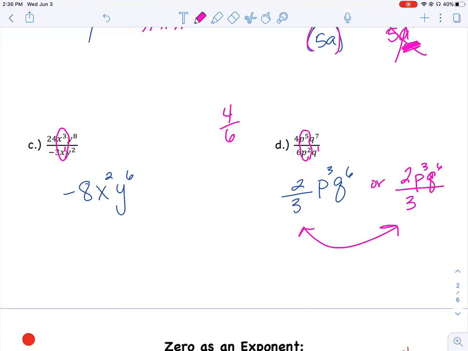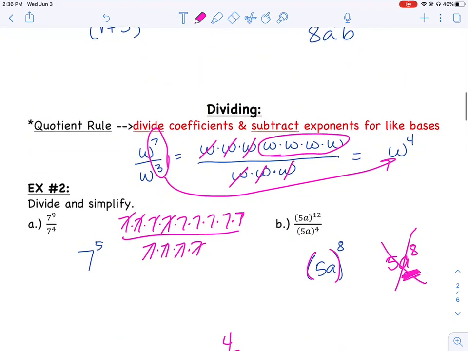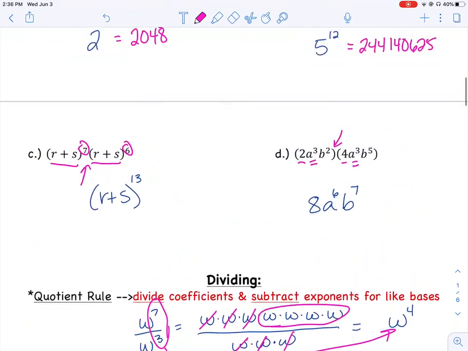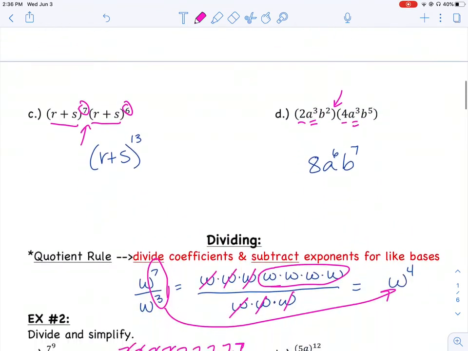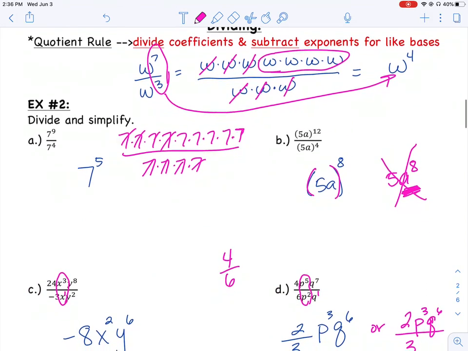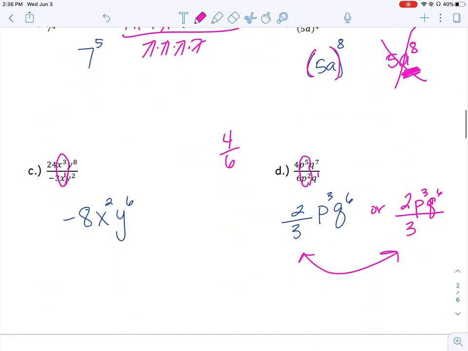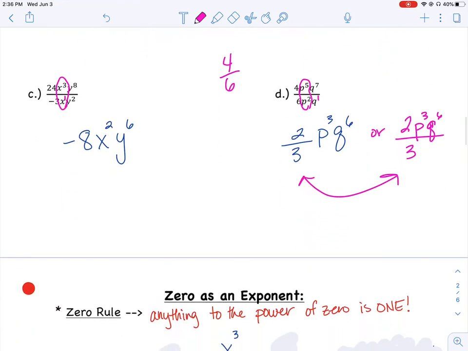So far we've talked about adding and subtracting things with exponents where we do nothing, we combine like terms. We've talked about multiplying, where we add the exponents, and then we've talked about dividing, where we subtract the exponents. Why don't you do some practice problems on those type before we move into the next rules for exponents?